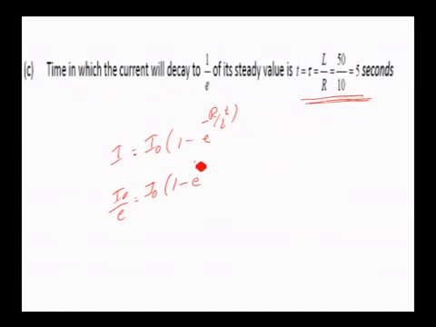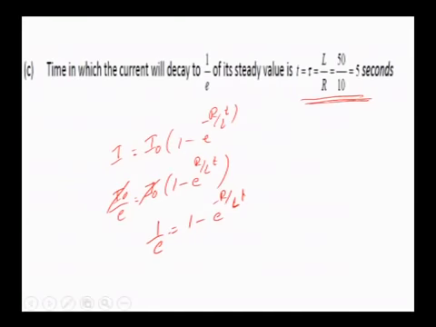We have a direct expression: tau is L by R. Let me explain how it happens. I is equal to I naught into 1 minus E power minus R by L into T. Put I is equal to I naught divided by E. This is I naught into 1 minus E power minus R by L into T. Cancel I naught. Take the reciprocal of it. You get 1 by E is equal to 1 minus E power minus R by L into T.